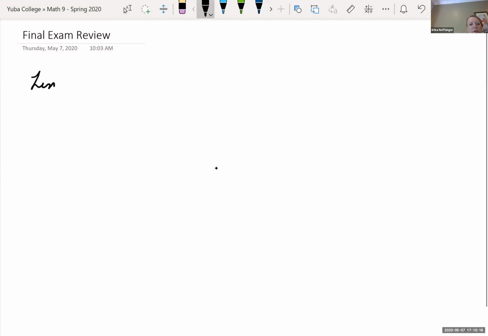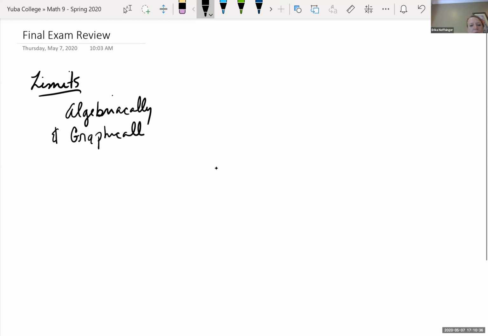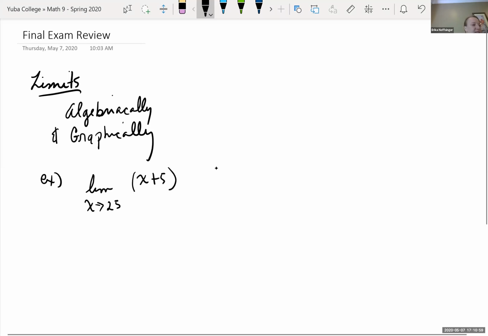You should be able to deal with limits both algebraically and graphically. Okay, so let's look at a couple of these, looking at it algebraically. So if we had the limit as x is approaching 25 of x plus 5 in parentheses, all times x raised to the negative 1/2 power.